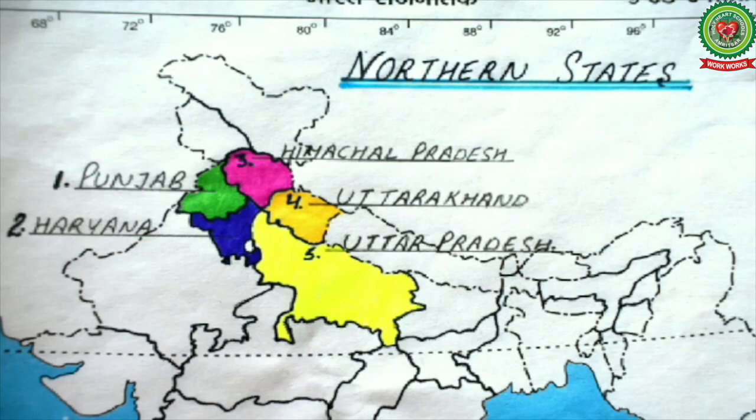At third number is Himachal Pradesh. Himachal Pradesh's capital is Shimla, and it is famous for hill stations like Manali, Spiti Valley, etc. At fourth number we have Uttarakhand, and the capital of Uttarakhand is Dehradun, and Uttarakhand is known as the land of gods. At fifth number we have Uttar Pradesh, and the capital of Uttar Pradesh is Lucknow, and Uttar Pradesh is the most populated state of India.